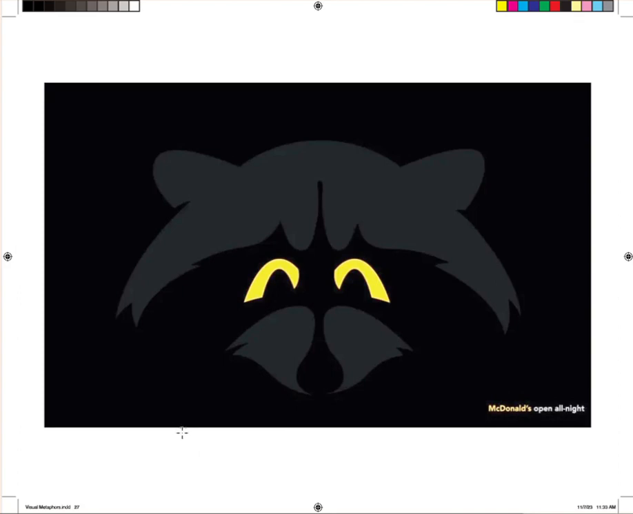Here's a McDonald's, stay up late at night. And they, of course, have taken their M and put it in these raccoon eyes. Okay, on to the demo.